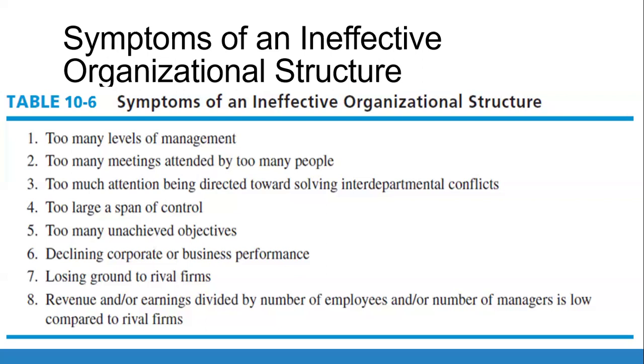And finally, when revenue or earnings divided by the number of employees or number of managers is very low compared to the rivals, then you should know that you are running an ineffective structure, which may suggest that perhaps you are making revenue all right, but you have a lot of redundant people or redundant units not being fully utilized in the organization as far as their potential is concerned. So you may have to go through what we call re-engineering or restructuring.